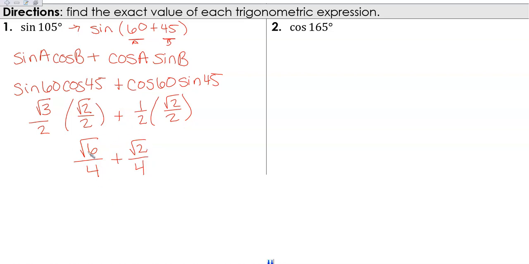So I cannot add these radicals together. That is something that is important to remember, because I can only add radicals when they have common radicands. What is under the radical sign is the same. Okay? So this is going to stay the square root of 6 plus the square root of 2 all over 4. And this is my answer.